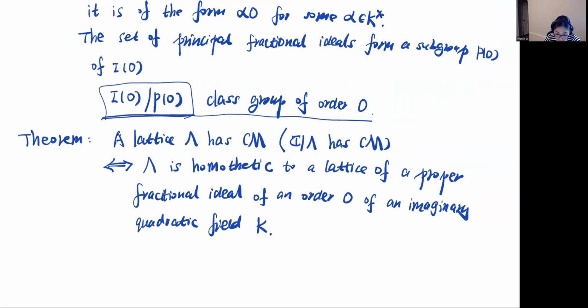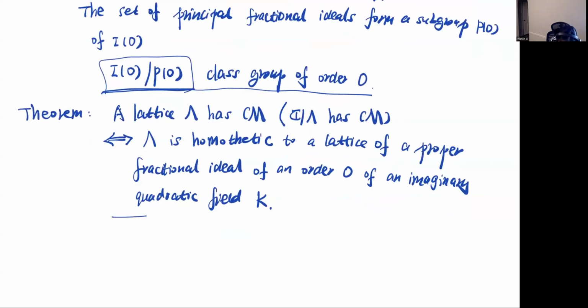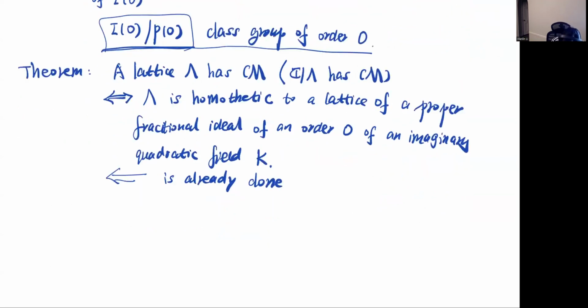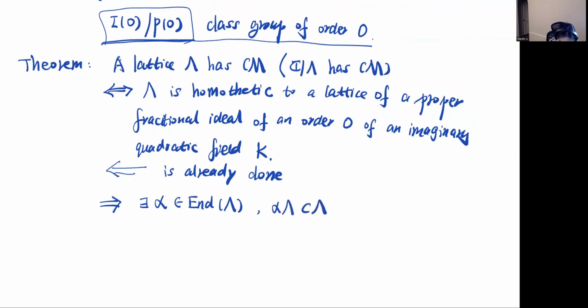One direction is very clear. This direction is already done, because if lambda is homothetic to a lattice of a proper fractional ideal of order O, then it has CM. So we only need to do the other direction, namely, if I have a lattice lambda having CM. What does that mean? That means there exists some alpha inside the endomorphism ring of lambda, so the point is we have that alpha lambda inside lambda.